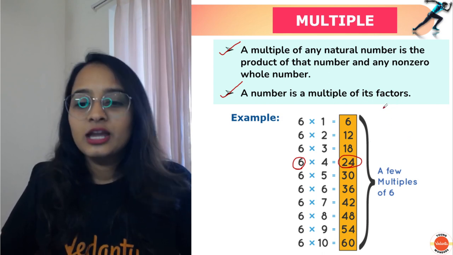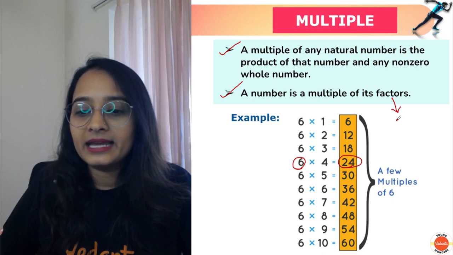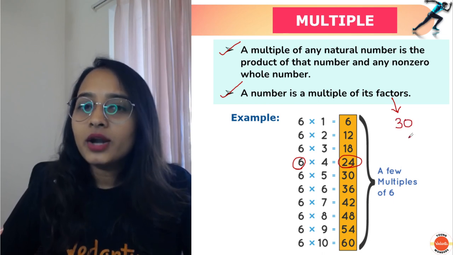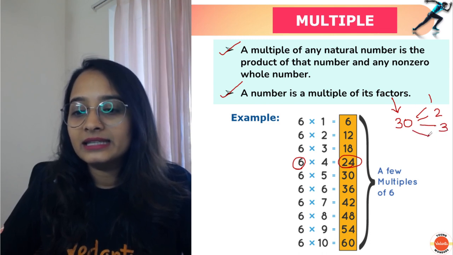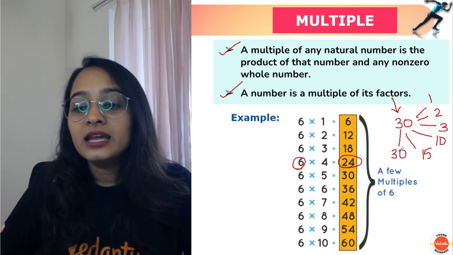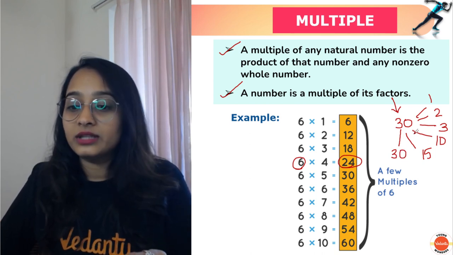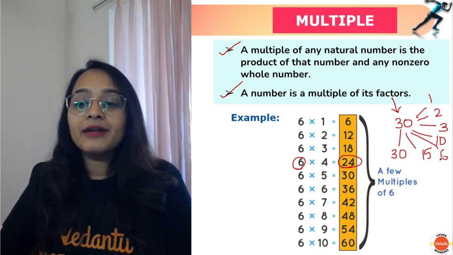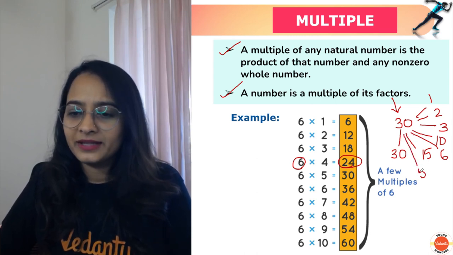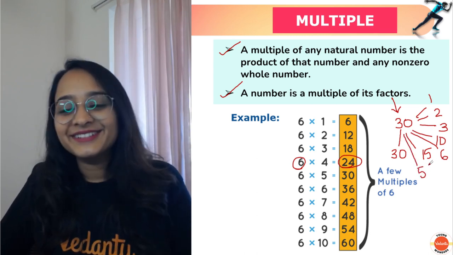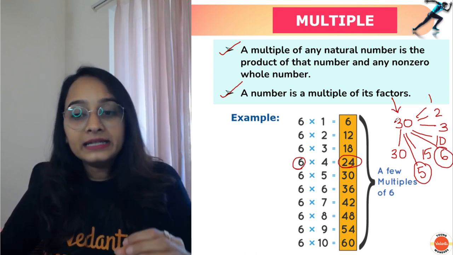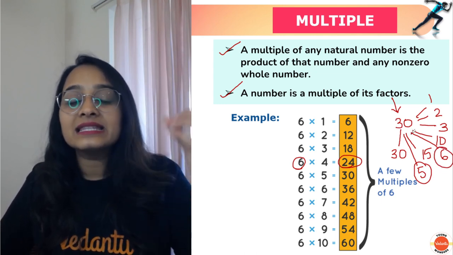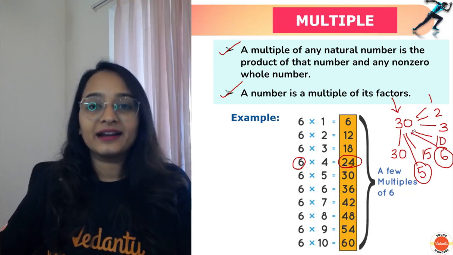What does this mean? Let's take a number, let's take 30. So what are the factors of 30? 1, 2, 3, 10, 15 and 30. Now you can write 30. Oh, there's 6 also, by the way. Oh, 5 also, by the way. Now you can write your 30 as 6 multiplied with 5. So, a multiple can be written as the product of its factors.